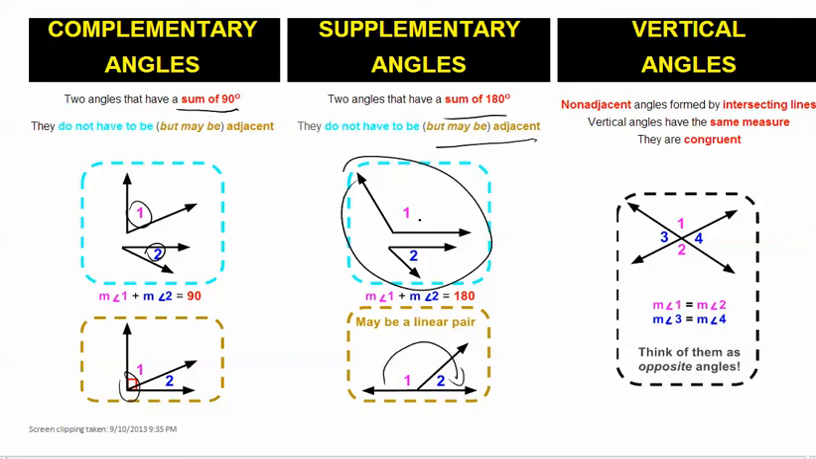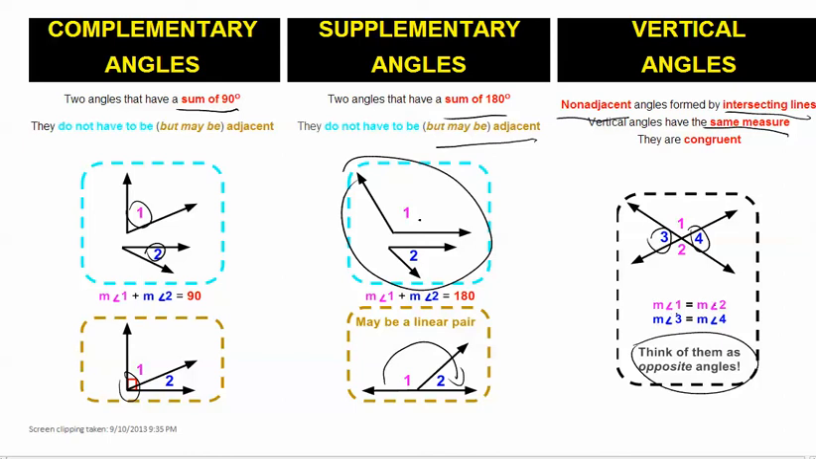The last ones here are called vertical angles. They're non-adjacent, in other words they're not beside each other, but they're formed by intersecting lines. They always have the same measure, in other words they're always equal. So if you look here, 3 and 4 are non-adjacent, but they're formed by intersecting lines. So 3 and 4, think of them as opposite angles. 3 and 4 would be vertical angles. So would 1 and 2.